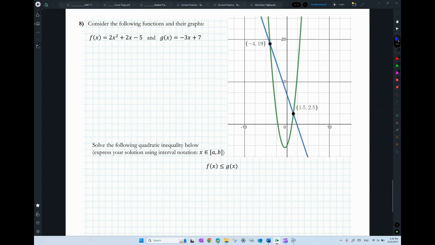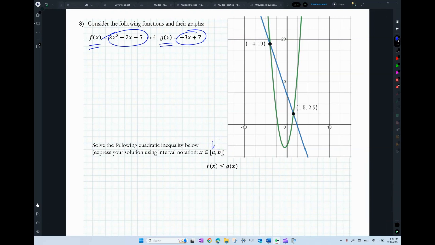Question number 8. You just need to read what is being asked. Some of you were a little bit lost, maybe because of that space here, that you thought you were expected to do something with it, maybe because of the graph, which is just a hint. You are given two functions, f of x and g of x, and their expression. Solve the following quadratic inequality below. Express your solution using interval notation that I remind you of here.